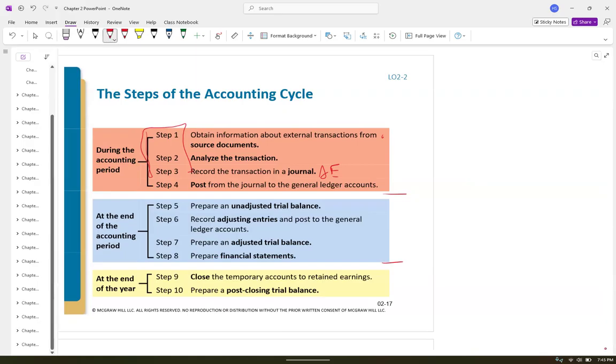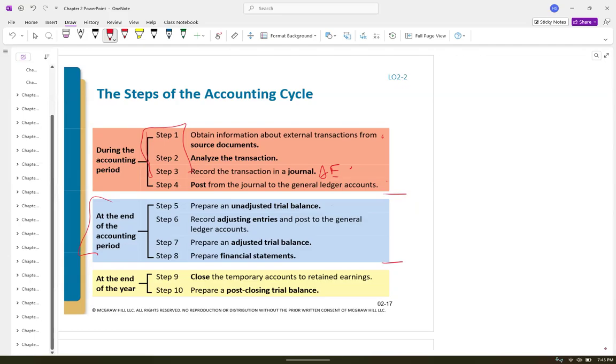Then posting those journal entries to the ledger accounts, which all of y'all are in accounting information systems right now. That happens simultaneously in QuickBooks. Any kind of accounting system, when you make the journal entry, it automatically gets posted. So that's a double work that you're not going to have to do. We do it in this step because we're doing it by hand and we want you to understand it. Then the next phase is everything that's going to be at the end of the accounting period.